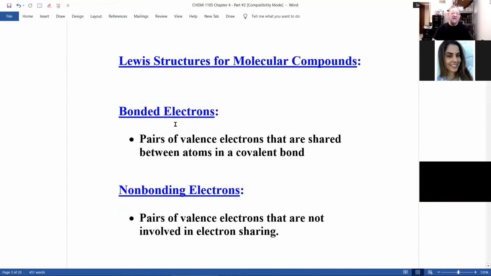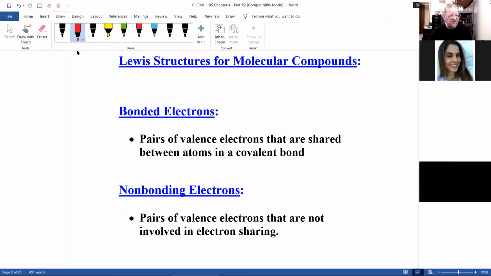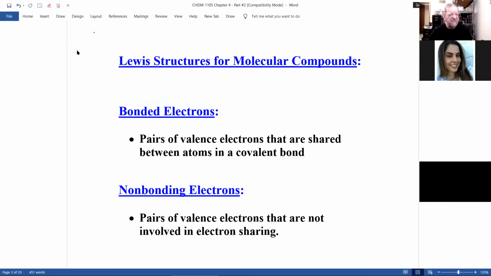Now, when we talk about Lewis structure for molecules, and hold on, I have to change something for this slide.